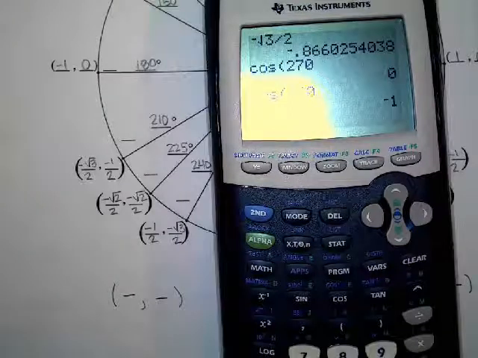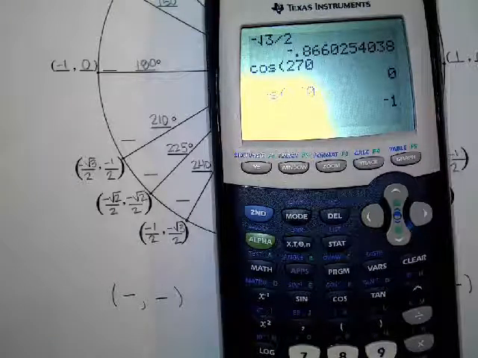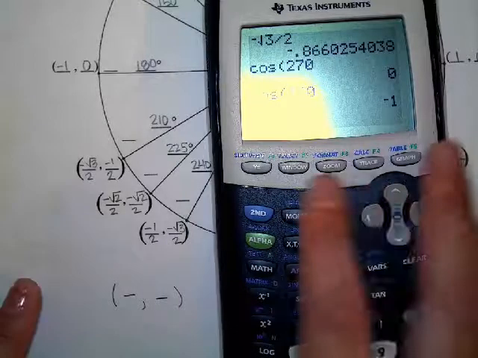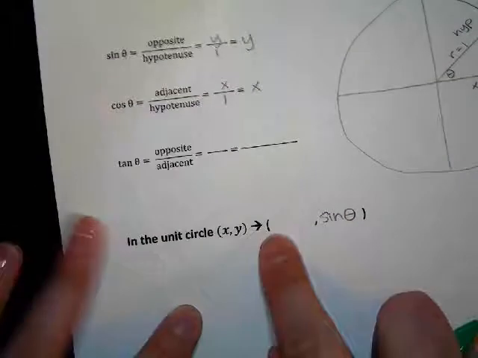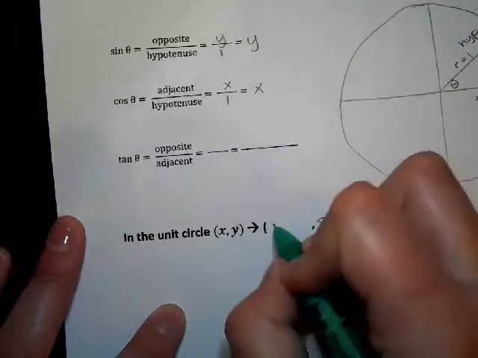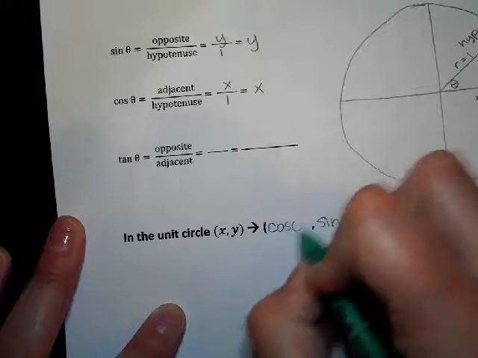And it's because of special right triangles. So down here, we're going to write, okay, so in the unit circle, the x-coordinate corresponds to cos of the angle. Okay? Make sense? Marvelous.